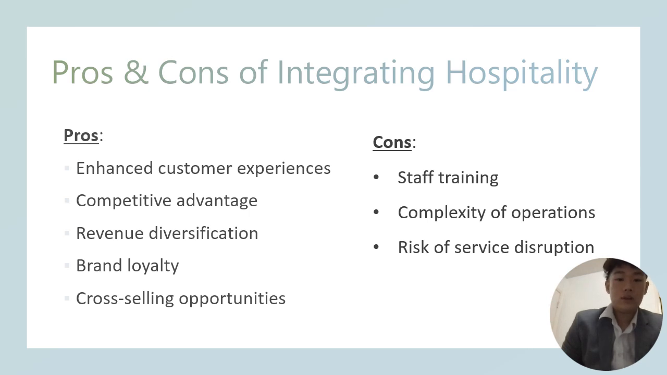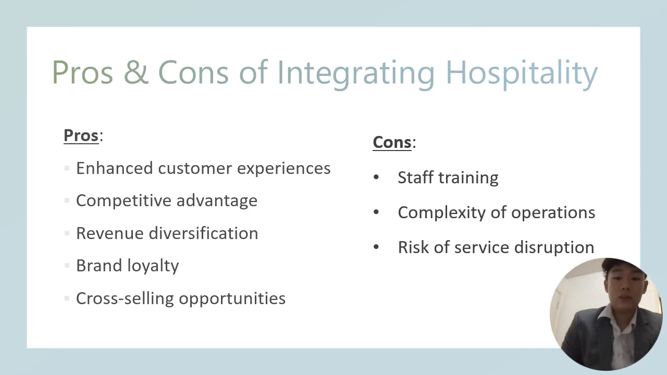And then moving on to another con, this is going to be the complexity of operating such a service. So when you're integrating flight and hospitality, that kind of branches off from training your staff. So operating something like this and ensuring the guests are happy while getting to their destination, although at first it might not be easy, but in the long run, this would allow your staff to get used to it.